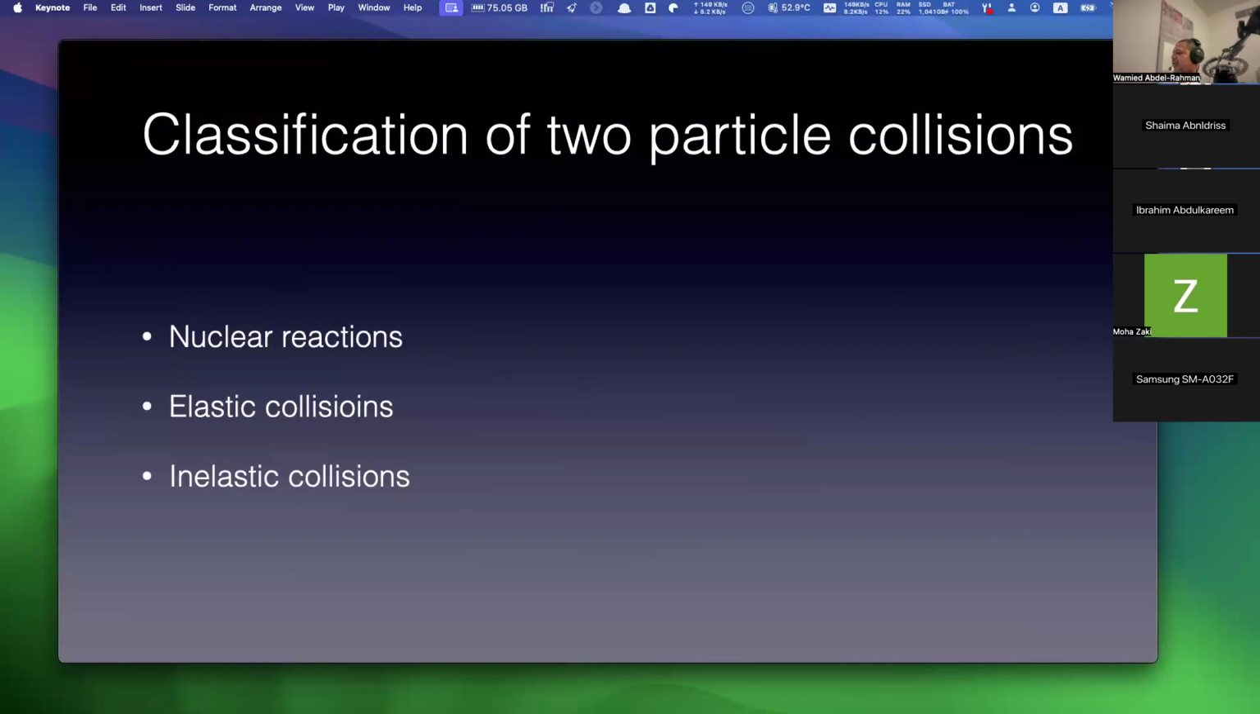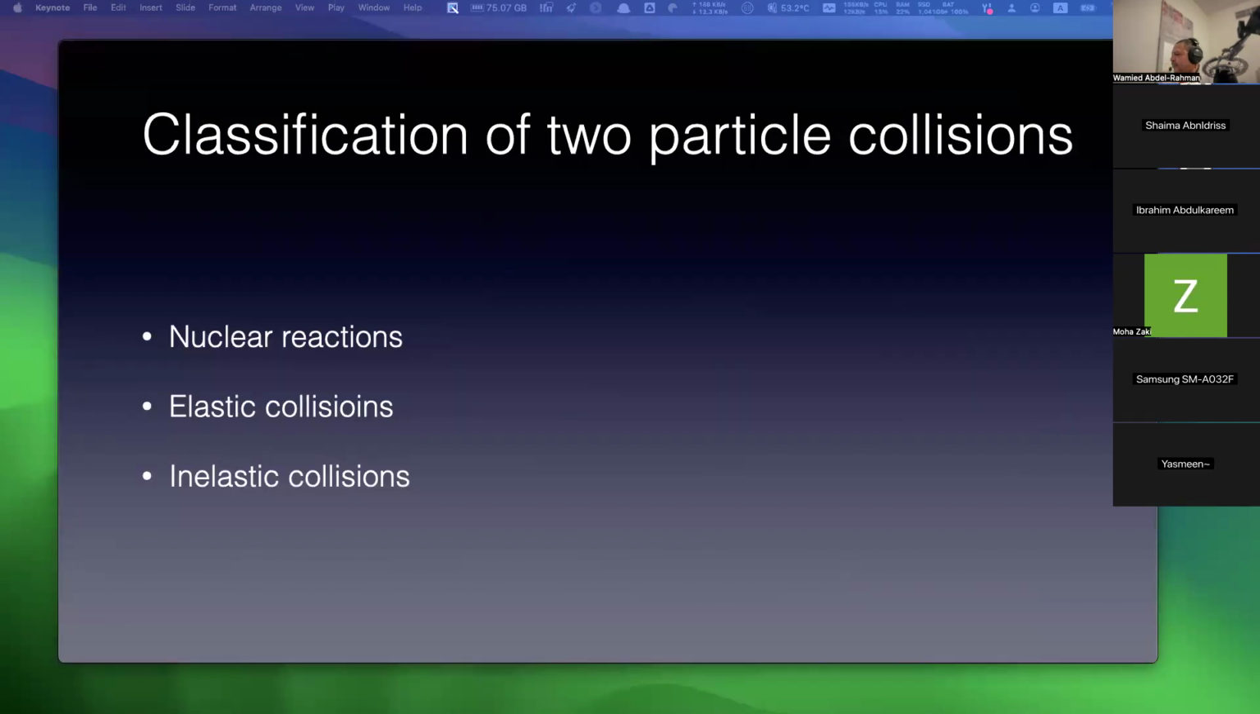Classification of two particle collisions. How are we going to categorize two particle collisions? They can be categorized into three groups: nuclear reactions, elastic collisions, and inelastic collisions.